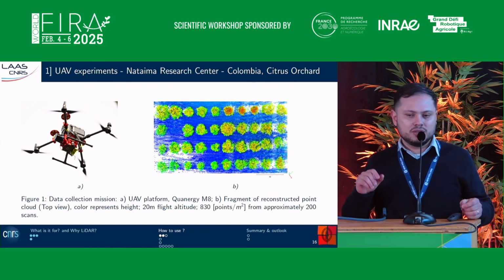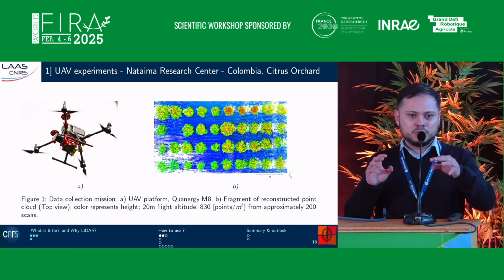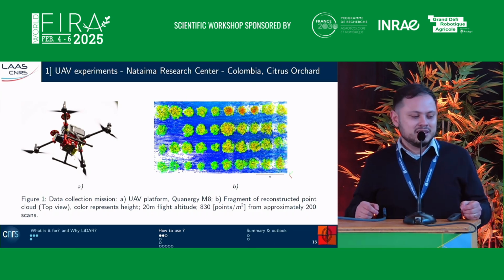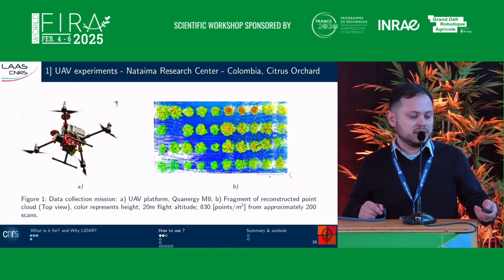On the right side, you can see the fragment. This is 3D, but it's difficult to put 3D in this slide. So this is a top view of the three-dimensional reconstruction, where the color is the altitude. So you can see in blue the low level, and you can see the trees from the experiment.